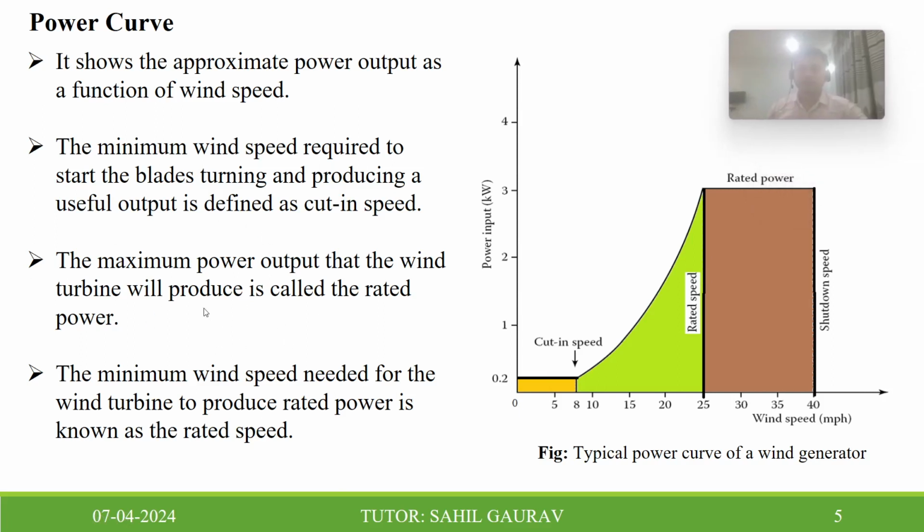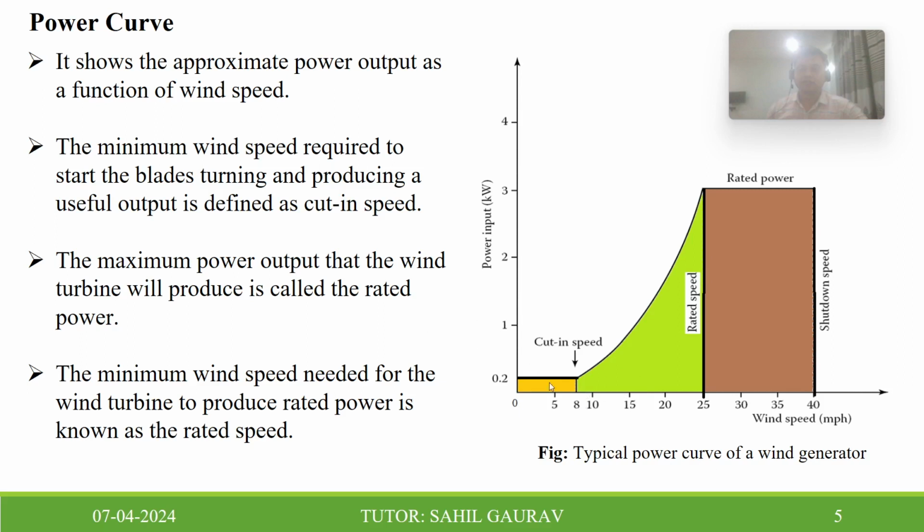Now coming to the next important point. Here we have this power curve for a wind generator. This power curve shows the approximate power output as a function of wind speed. Here you can see how the power of a wind generator varies with the wind speed.